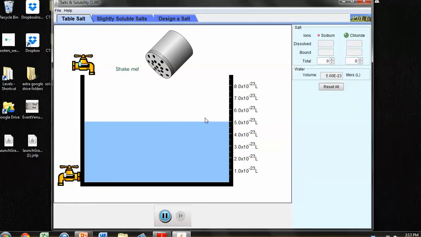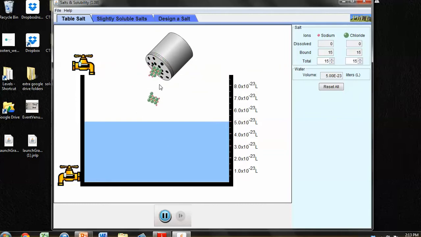Here's another thing we can look at. This is a simulation from PhET, P-H-E-T. You can see it up there. Excellent website to go and look at to help you understand all sorts of things in chemistry and physics and math. But this salt shaker contains NaCl, so it's got sodium and chlorine.